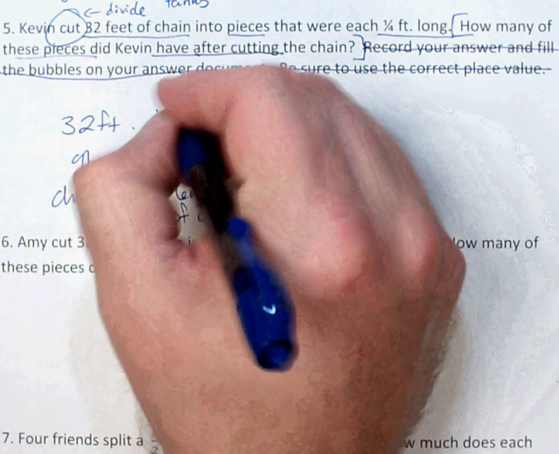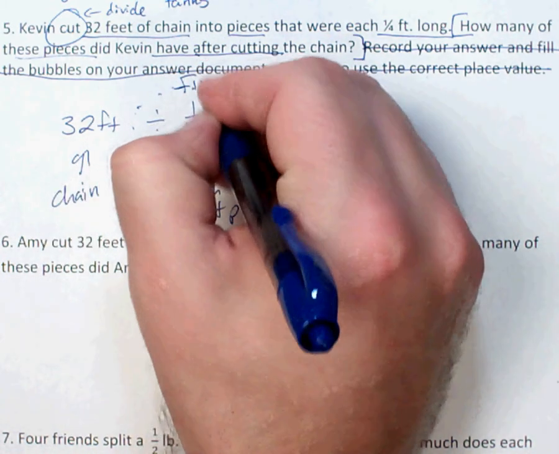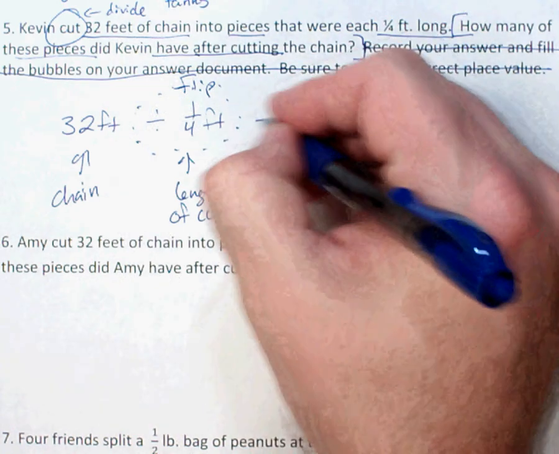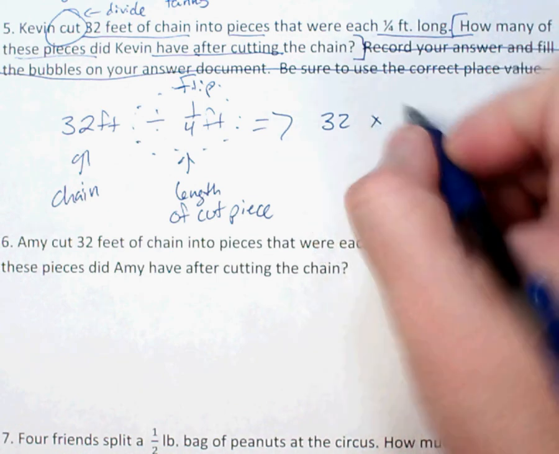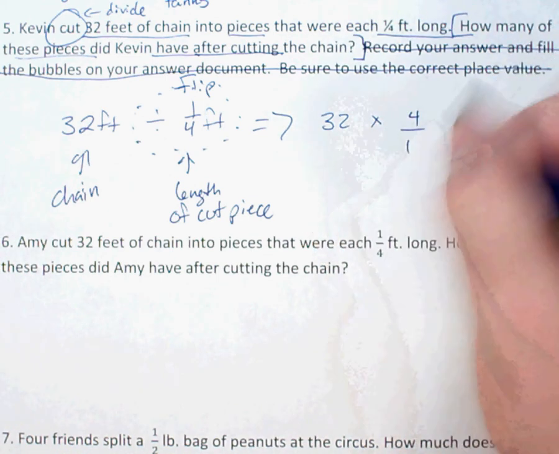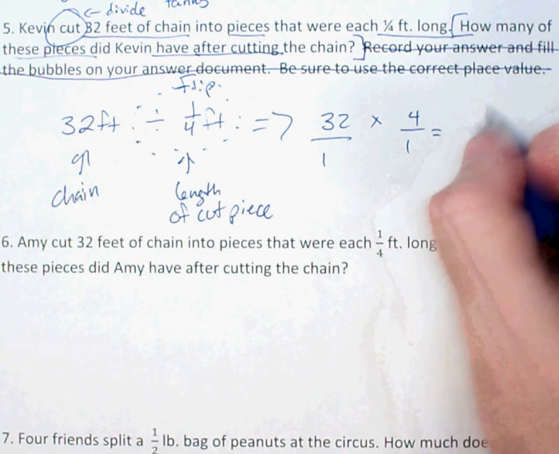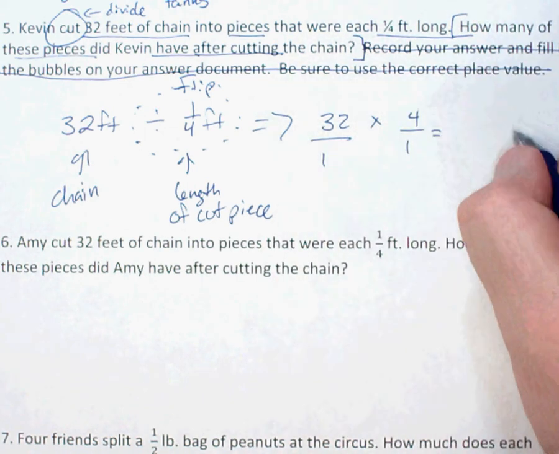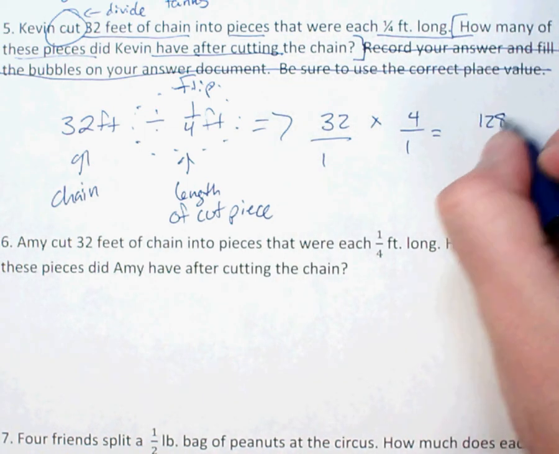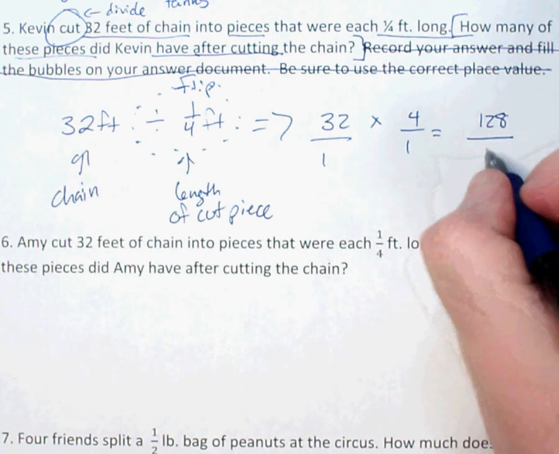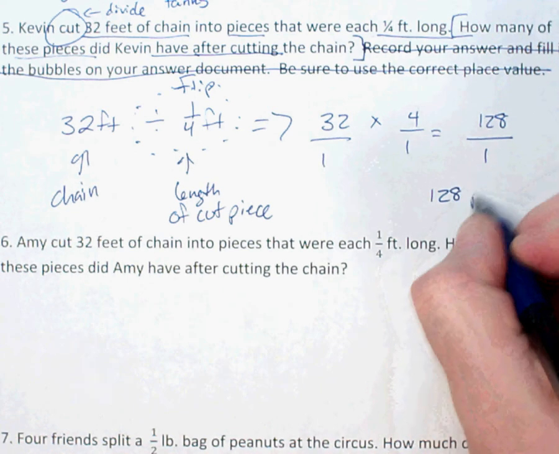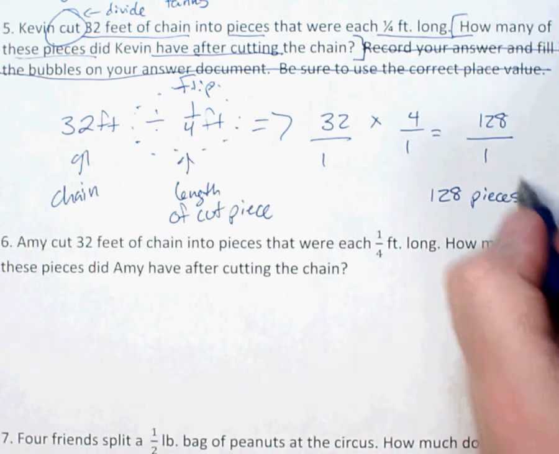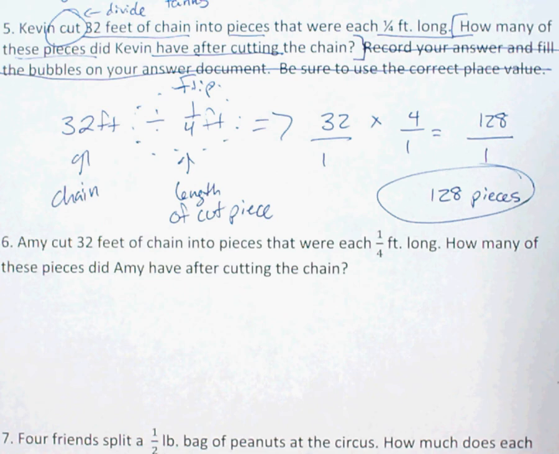So we're going to flip what we're dividing by, and then we're going to rewrite it. So I end up with 32 times 4 over 1. Go ahead and make that 32 over 1. 32 times 4 gives me 128. 1 times 1 is 1. 128 over 1 is just 128. And it's actually 128 pieces. Didn't circle my answer from earlier.